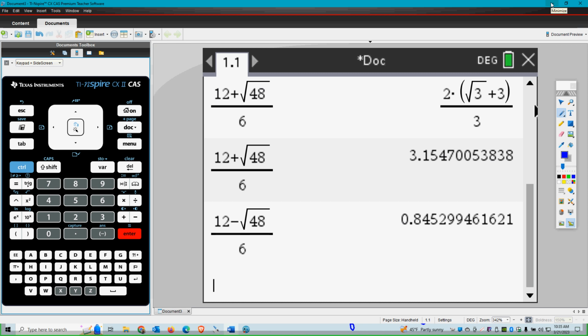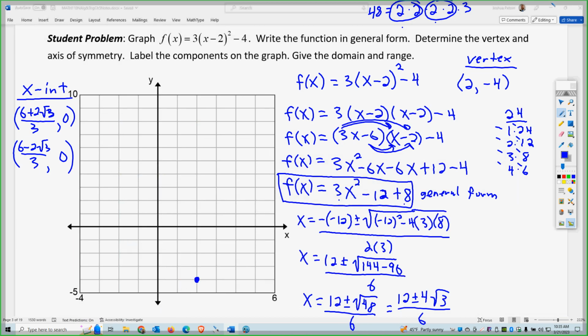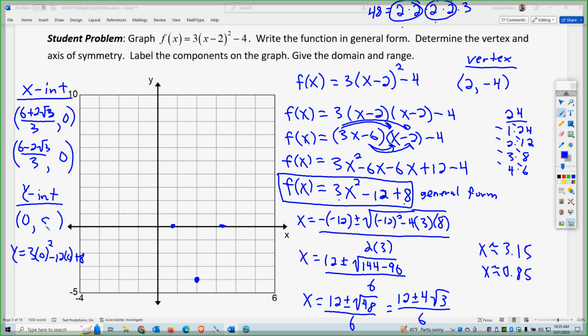3.1585. So 3.15 and 0.85. Okay, that's what those decimal equivalents are. So the last thing we need is a y-intercept, right? So in an x-intercept, y is 0, and in a y-intercept, the x is 0, right? So if I plug in 0, you can do that math pretty easily, right? y equals 3 times 0 squared minus 12 times 0 plus 8. So you just get an 8, don't you? Right? So that's right there. Oh, did I forget the x again? That's weird. I don't know why I keep doing that.